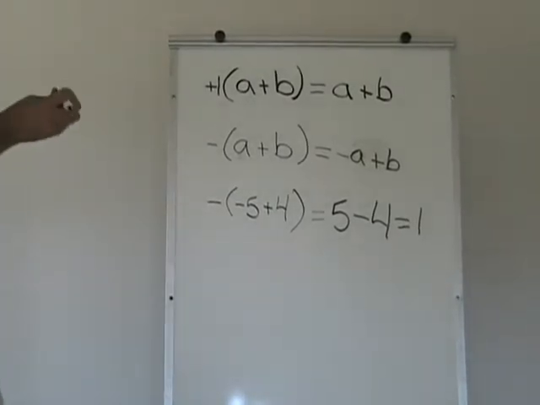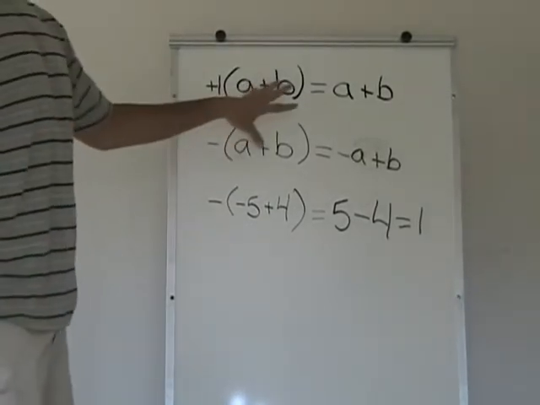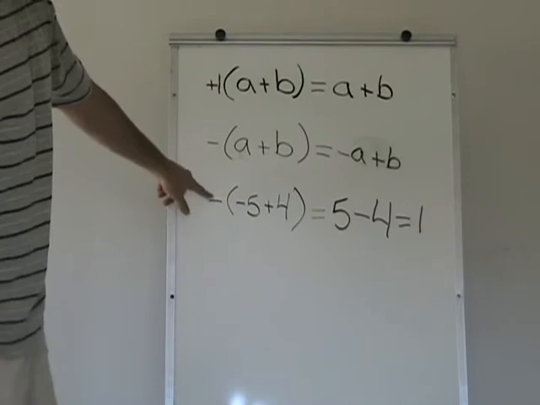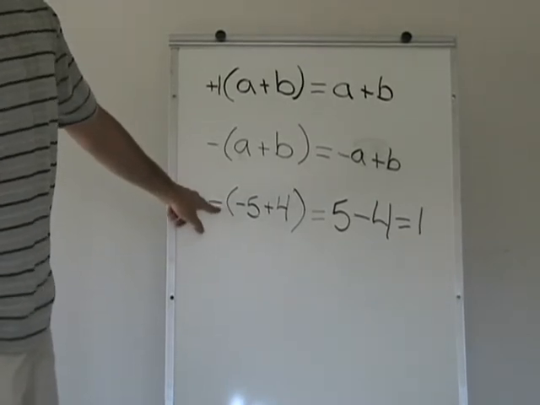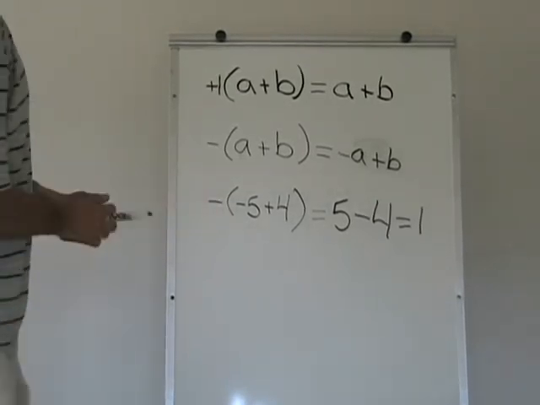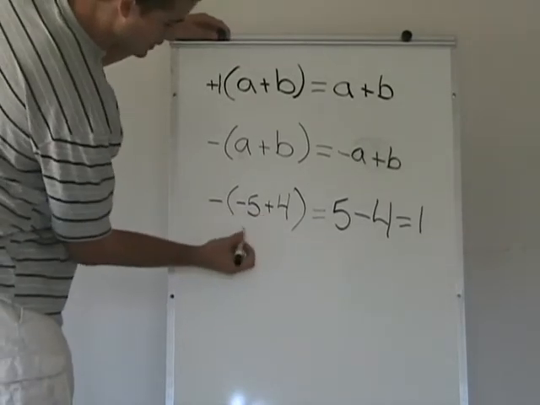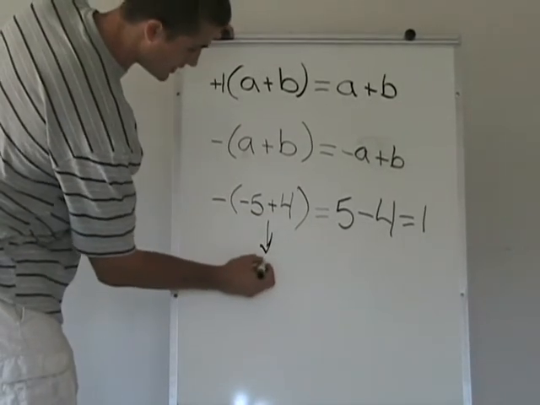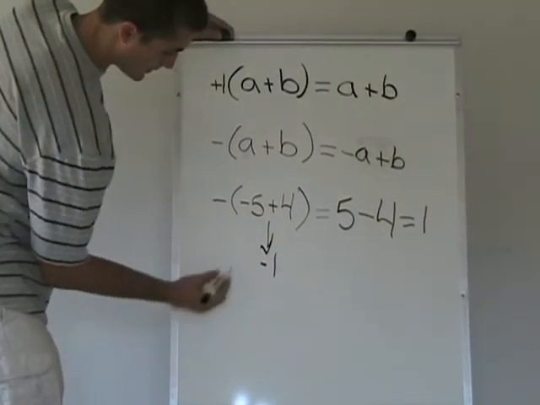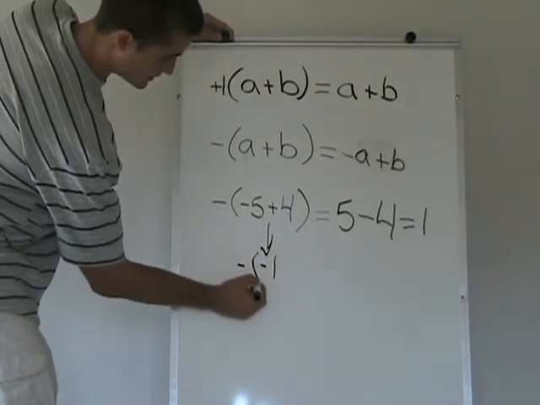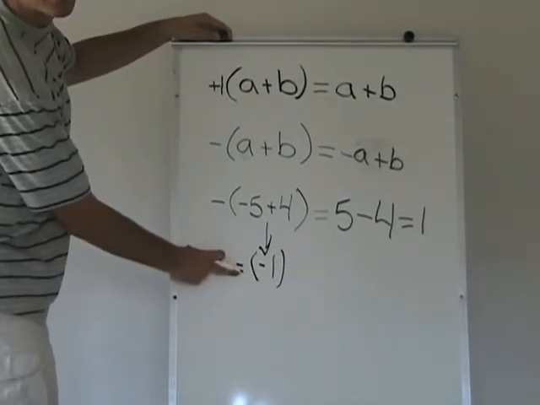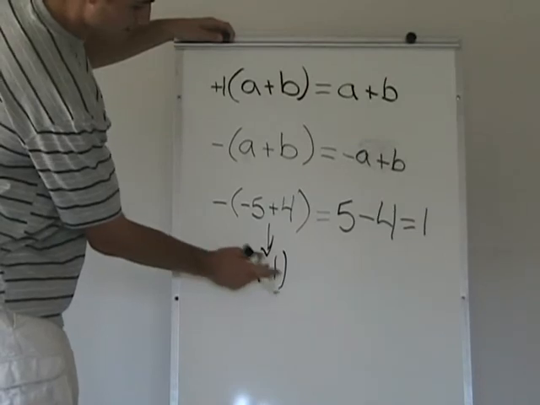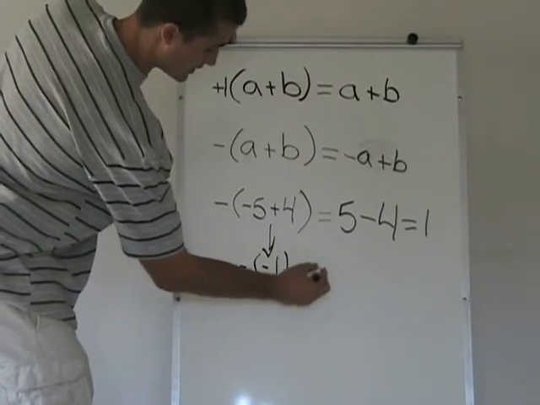Or, if you're working with numbers, you can evaluate inside the parentheses before taking it times this -1 operator outside the parentheses. So I could take -5 plus 4 and see that that is equal to -1. That's inside the parentheses. And I still have this -1 outside the parentheses. So I'll take that times the -1 and get 1.